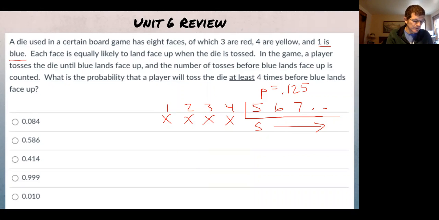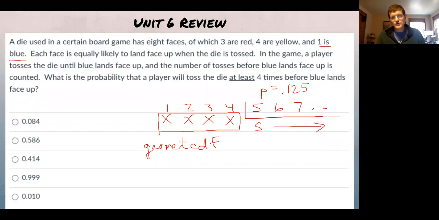the way that we want to think about this is if I used a geometric CDF function, then this tells me the combined probabilities of all of these being the first successes. And so I could do a geometric CDF to get the combined probability of the first trial being my first success, the second, the third, and the fourth, and then stop there. If I wanted to do a PDF, maybe the problem would be, say, what's the probability that the player will toss the die exactly 4 times before blue lands face up? And then I would be looking at something different. So anyways, this is saying at least 4 times.